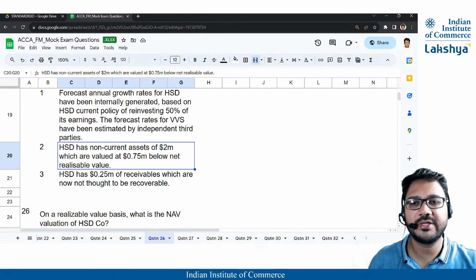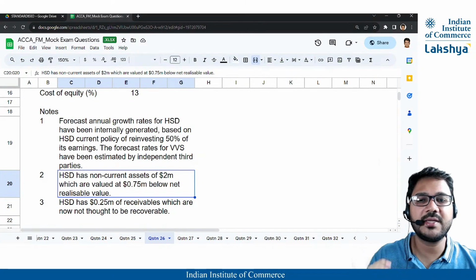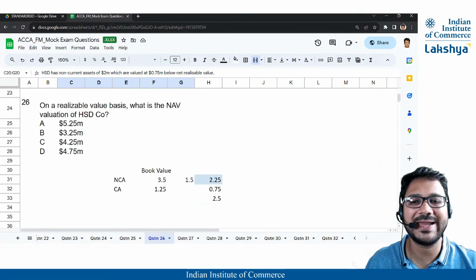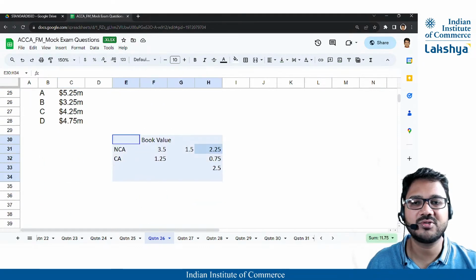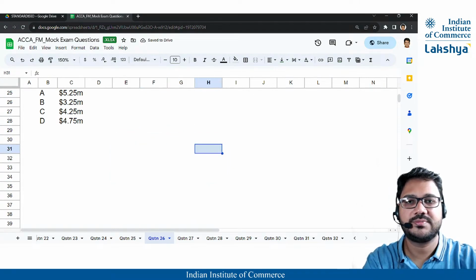HSD has a non-current asset of 2 million, which are valued at 0.75 million below net realizable value. So what they are trying to say is there are assets which are worth $2 million, but they are valued below by 0.75. So we need to bring it up to its normalcy. So we have to add 0.75. So very simple.